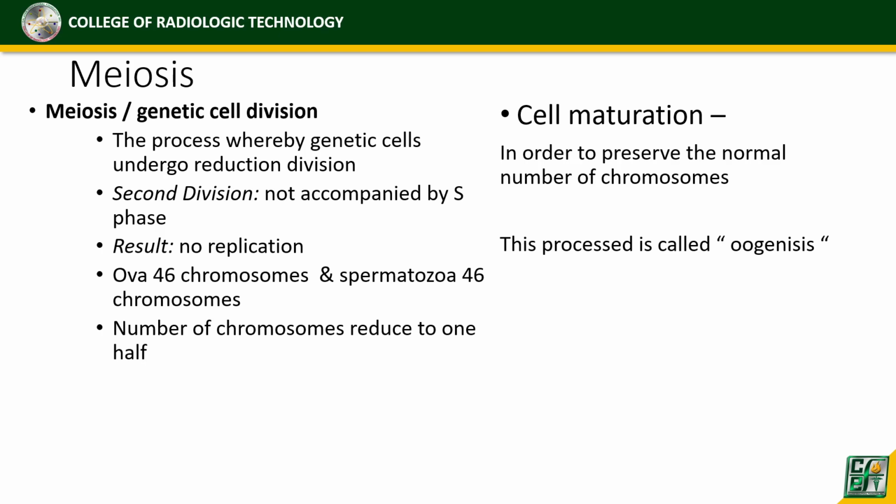Di ba sinasabi dito, the ova has 46 chromosomes. The spermatozoa has 46 chromosomes. However, kapag nag-undergo ng meiosis, yung number of chromosomes nila ay mare-reduce into one half. Bakit kaya? Ano ang reason?